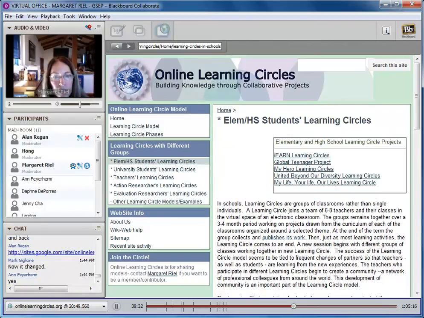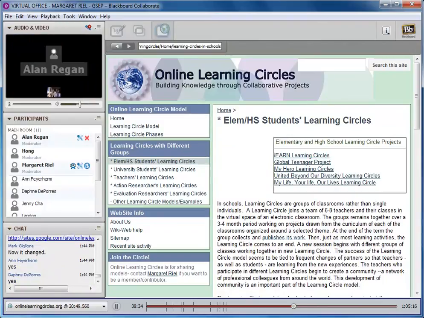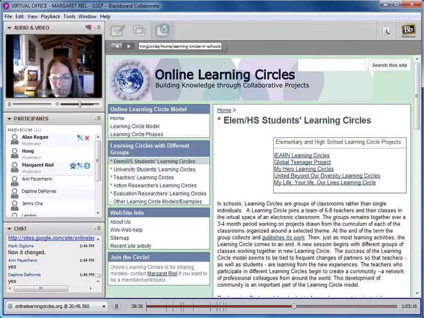Are you seeing? Yes, I am seeing that now on the Learning Circles website. Correct. So that's the elementary Learning Circles, and in this case, it connects kids all over the world.